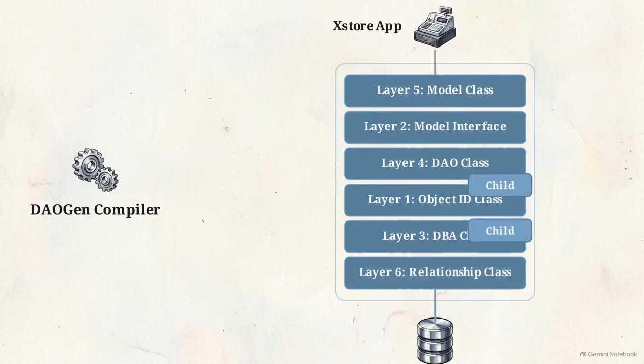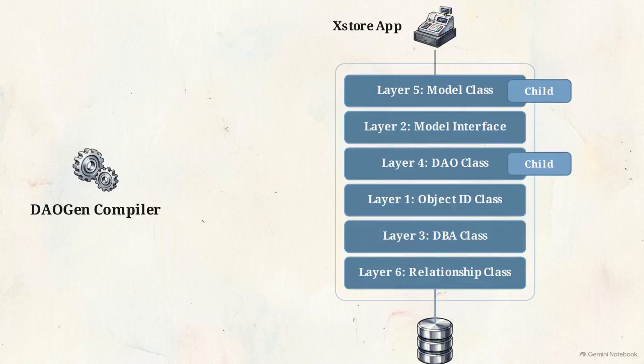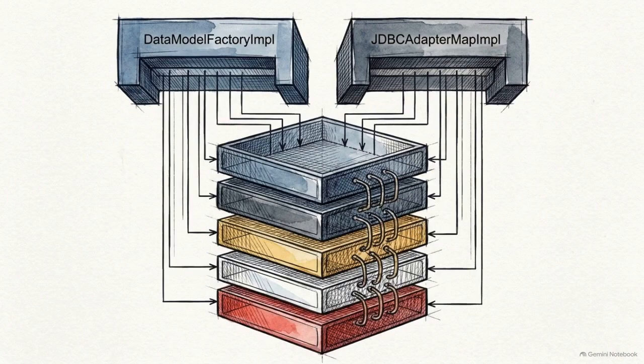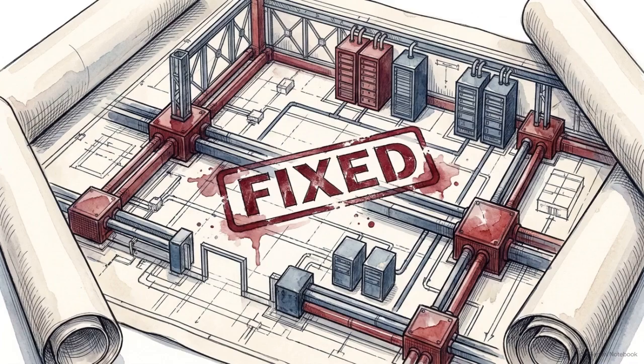Finally, Layer 6 is the relationship class. It houses the dedicated select queries required to hydrate an object's children. Two overhead managers, Data Model Factory impl and JDBC Adapter Map impl, manage the memory instantiation and bind the correct adapters to these objects. The DAOGen compiler establishes a fixed class structure at build time. This ensures database interactions are strictly scoped and predictable before the application ever boots.